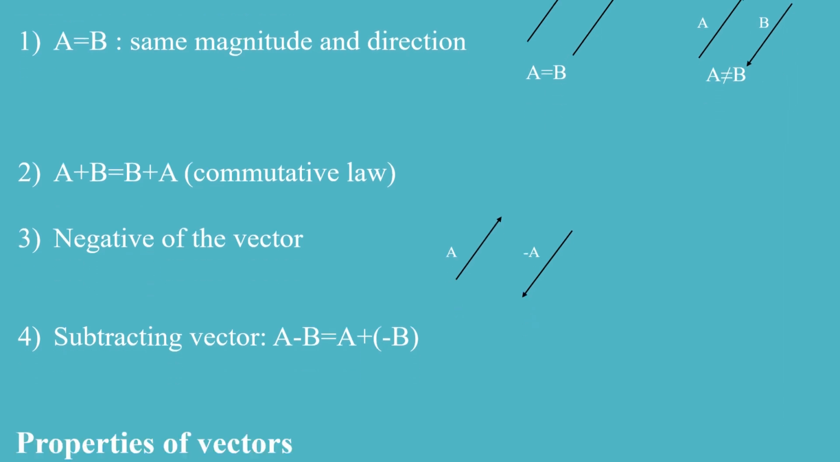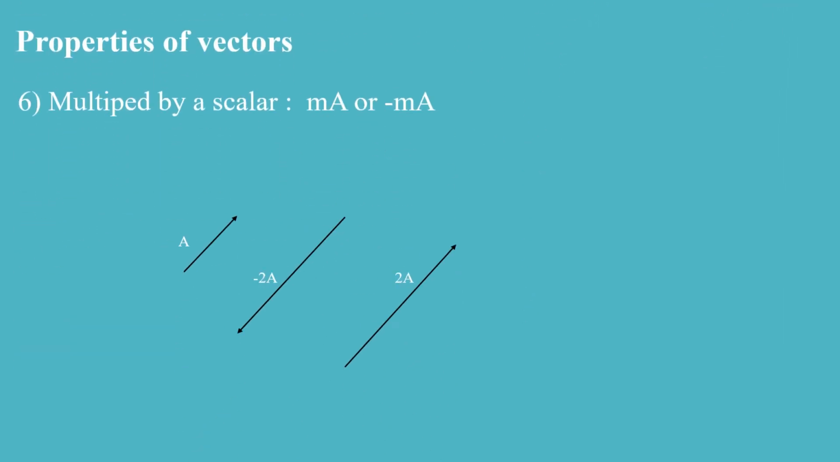And then the last property is that a vector can be multiplied by a scalar. So it can become smaller or bigger by multiplying with a scalar. What does that mean? For example, I have vector A, right? And I multiply by minus 2. If I do that, the vector is going to be times 2, and also the direction is going to be changed, right? And if I multiply by positive 2, then the direction is going to be the same but the magnitude is going to be twice that of A. Okay, let me show you an example.